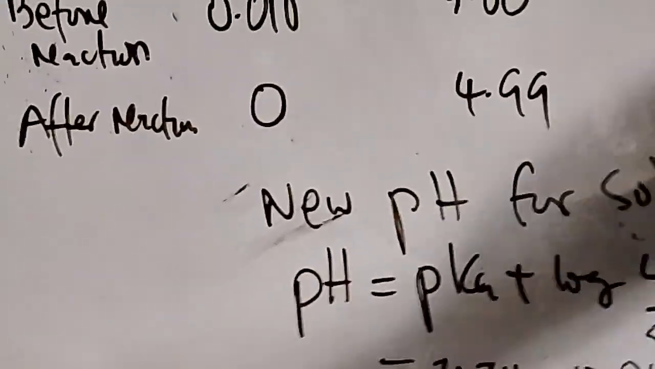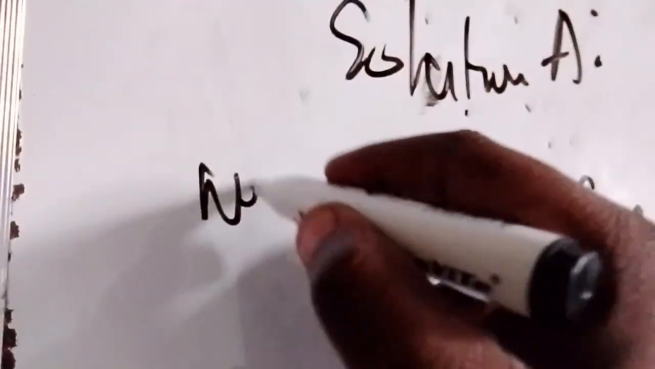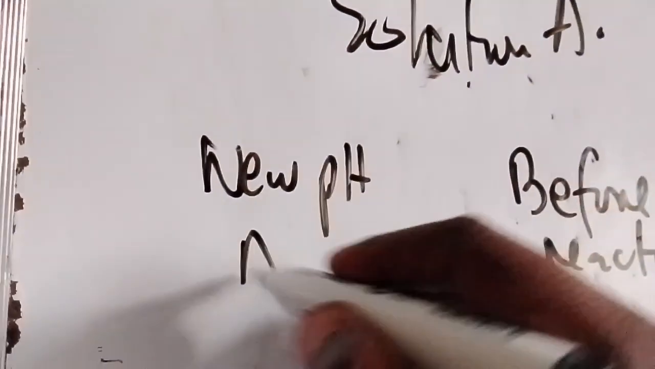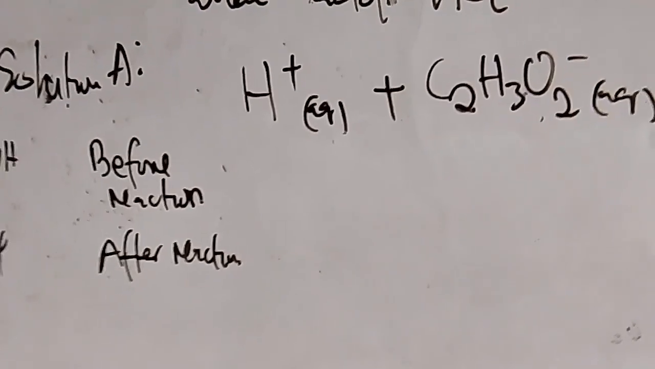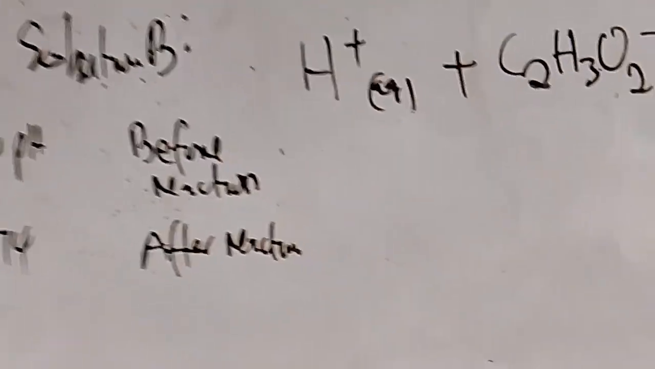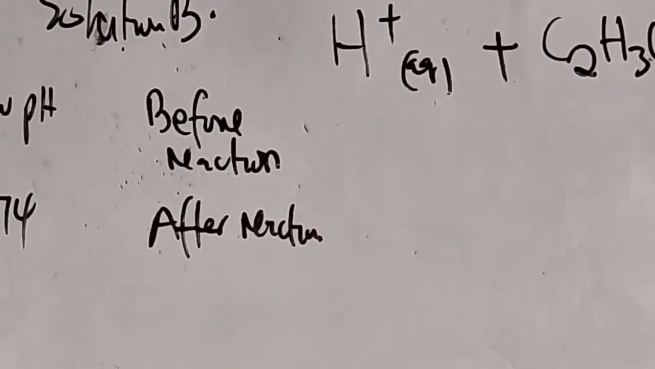Then let's do the same for solution B. Okay, so take note of the new pH that we have found for A, which is 4.74. Okay, so we do the same now for solution B. So we are now going to solution B. We need to find the new pH for solution B.